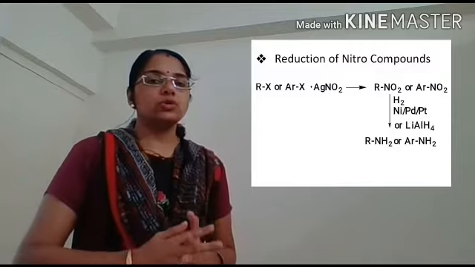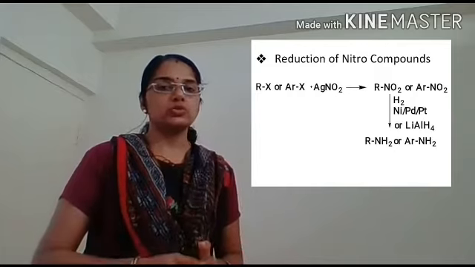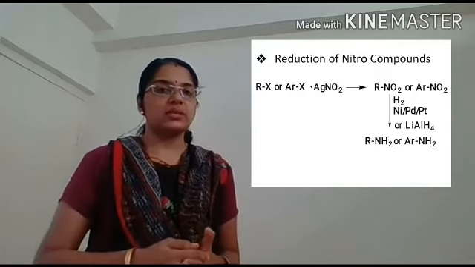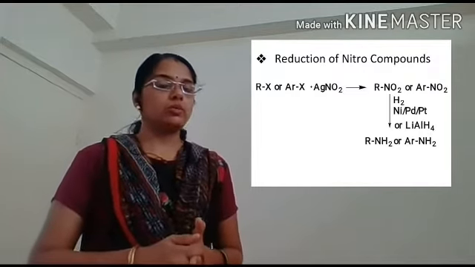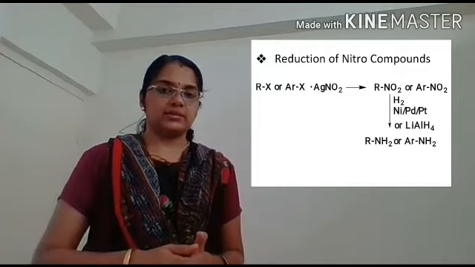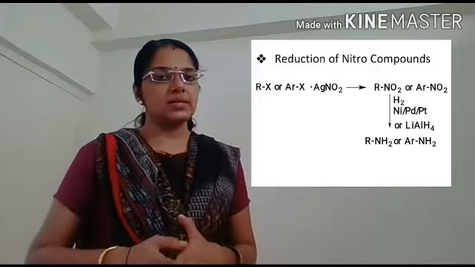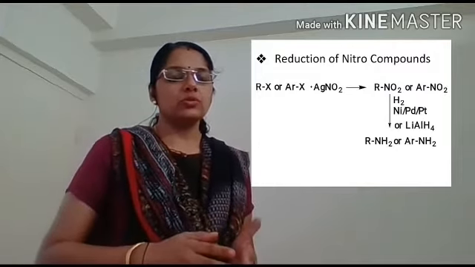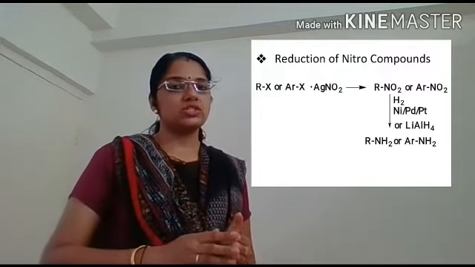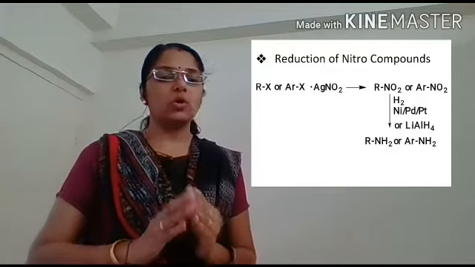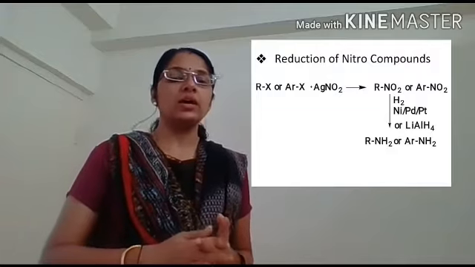The nitro compound has the functional group NO2 and it can be reduced to amine by using various reducing agents such as hydrogen in the presence of nickel, palladium, platinum, or lithium aluminum hydride or sodium borohydride, etc. This method is useful for the preparation of aryl amine as well as alkyl amine. So any nitro compound can be reduced to amine by using a reducing agent such as hydrogen in the presence of nickel, palladium, platinum, or lithium aluminum hydride, or even stannous chloride, SnCl2, can be used for the reduction.